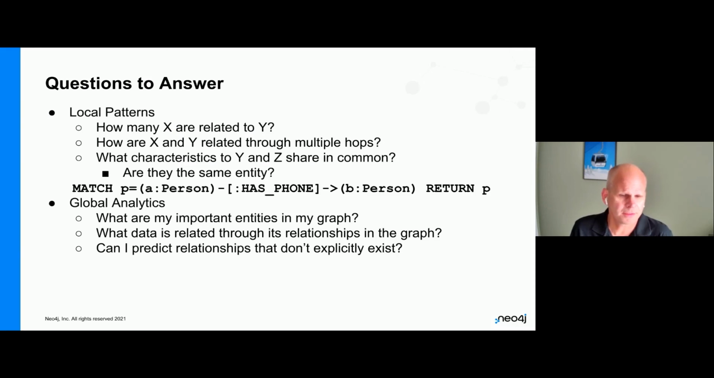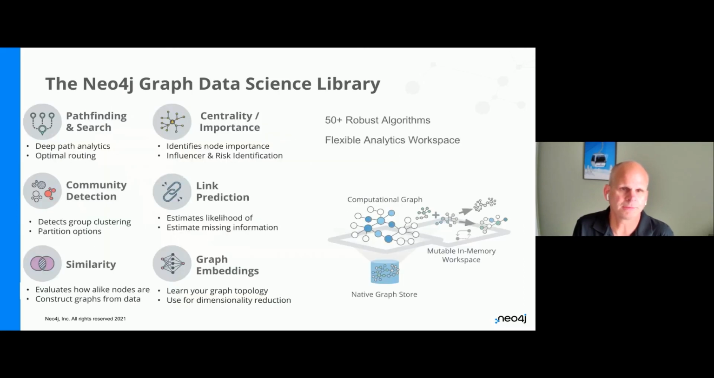So from a graph analytics perspective, we're looking at things at a much higher level. And we're saying, what are the most important entities in my graph? What data is related through its relationships in the graph? Looking at the structure of the graph, how is data related to each other? And the last one is, can I predict relationships that don't really exist in the graph based on the existing structure of the graph? So those are all different things you can do with graph analytics. And we're going to explore some of those in our demonstration.